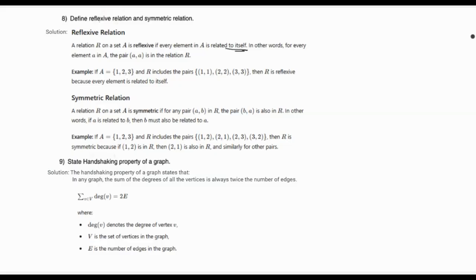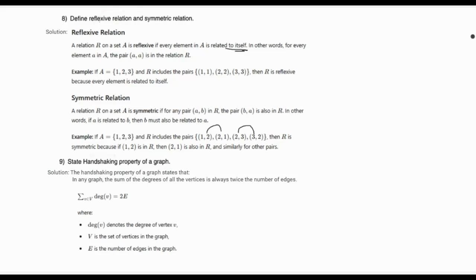For example, {1, 2, 3} is a given set. Then what will be the symmetric relation? (1, 2), then the reverse (2, 1), and (2, 3), then the reverse (3, 2) is the reflexive symmetric relation. Then moving on to the ninth question: state the handshaking property of a graph.